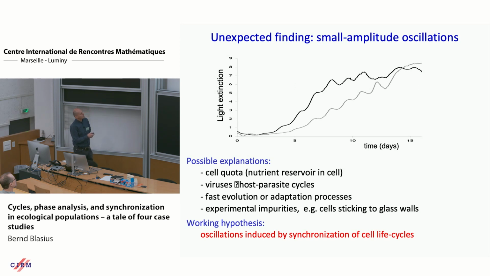It could be cell quota, for example, where cells first load the nutrients. But this doesn't lead to cycles. We could have viruses in the system, or host-parasite cycles. It could be fast evolution, or we could have different kinds of algae, some sticking to the wall, some floating, or whatever. But after some time, we believed that the key thing here is synchronization. So again, synchronization, kind of parallel to the first thing, but of cell life cycles.